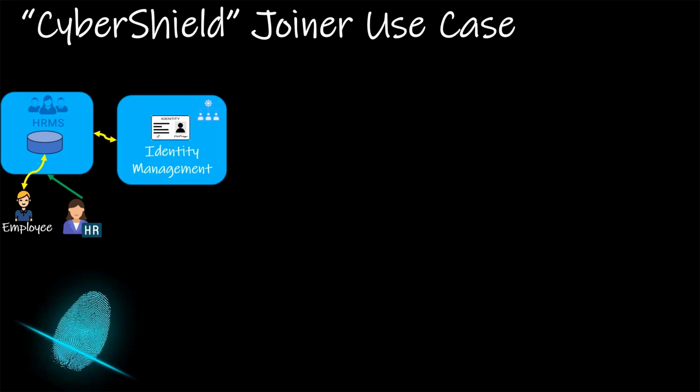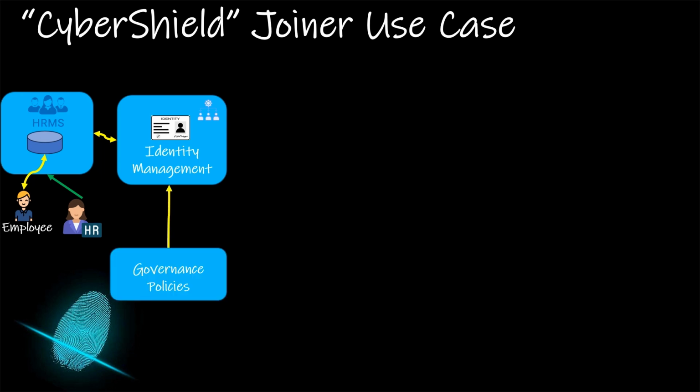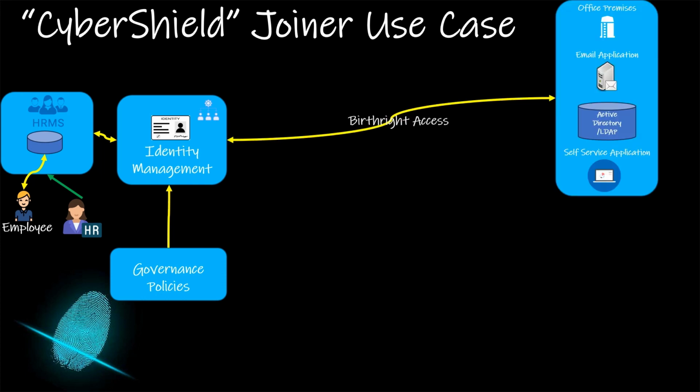Using the HR connector, the new identity record is picked up by the identity management system. Once a new identity record is available, the identity management system will start evaluating the governance or provisioning policy. The governance policy will decide which access the new employee will require as per policy and ask the identity management system to provision the access. The basic minimum access that an employee requires is called birthright access. The birthright access includes access to work location, office premises, email account, domain account, self-service portal, etc.